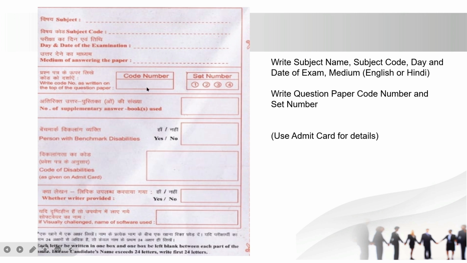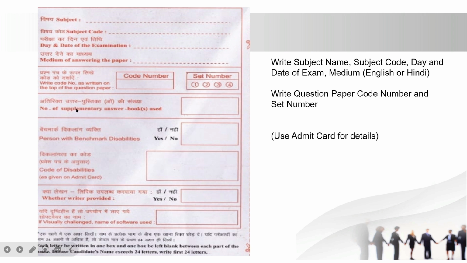And here you need to write the code number. Now what is that code number, you will be wondering. The code number is nothing but, they will be giving you the question paper, right? At the top of the question paper, you can see the code number of that question paper. You need to write the question paper code number here, and the set number will also be mentioned at the top of that question paper itself, and you can bubble them here.